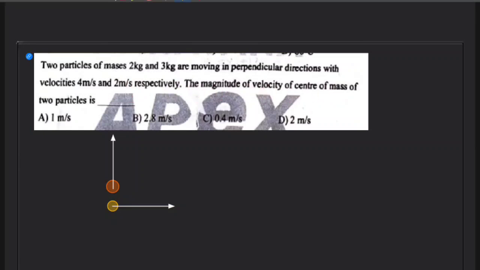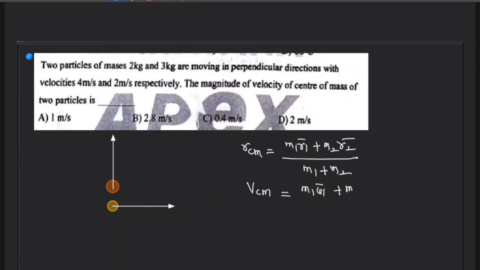So you know the basic formula of the center of mass along the x-axis, y-axis or z-axis. Let's say about the position vector. So R_CM is equal to, what is R_CM here? M1 R1 bar plus M2 R2 bar by M1 plus M2. If you just differentiate with respect to time, you get V_CM is equal to M1 V1 bar plus M2 V2 bar by M1 plus M2, right?